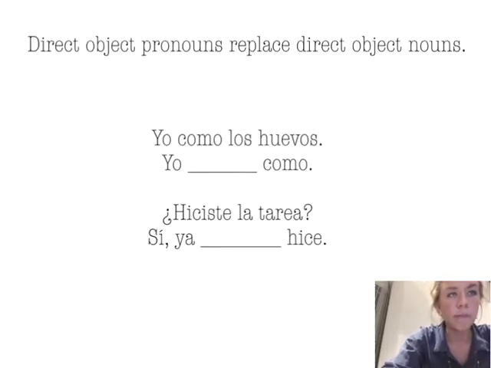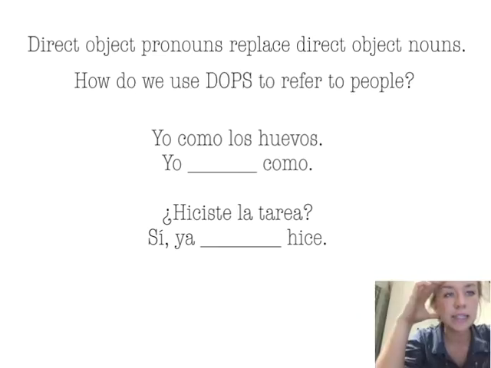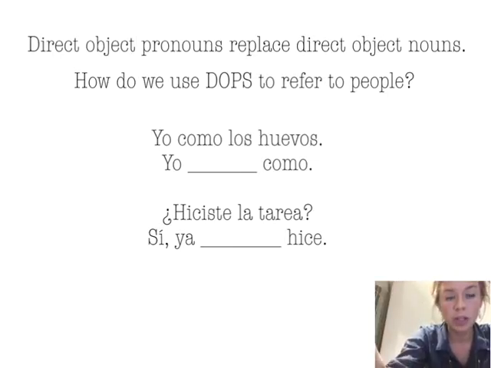Entonces, primero un repaso. First, a little review. Direct object pronouns replace the direct object nouns. So the big question that we're going to be answering today is, how do we use direct object pronouns to refer to people? We've talked about how to say it and them. Today we're going to learn people. So here's a quick review before we get started.